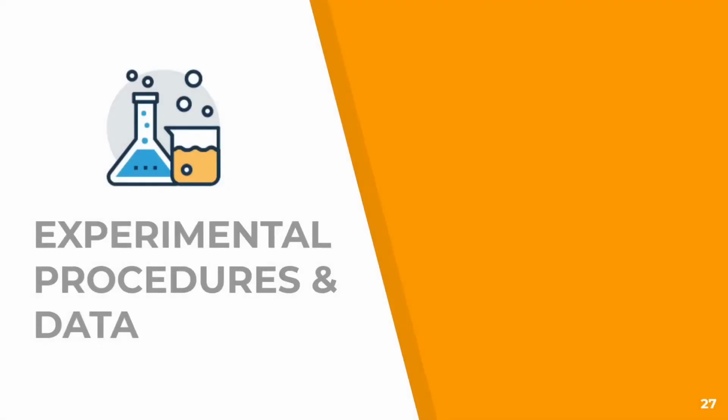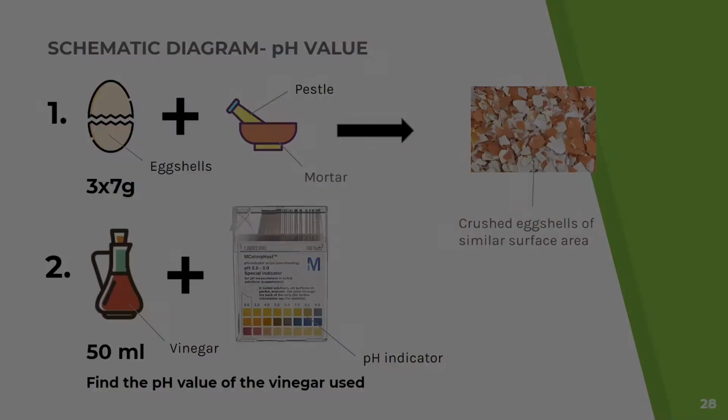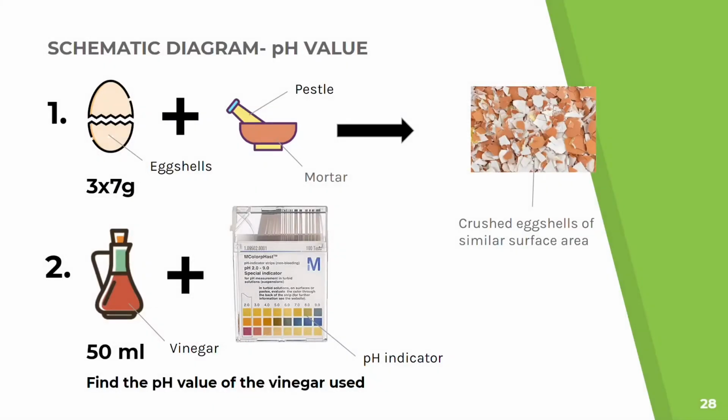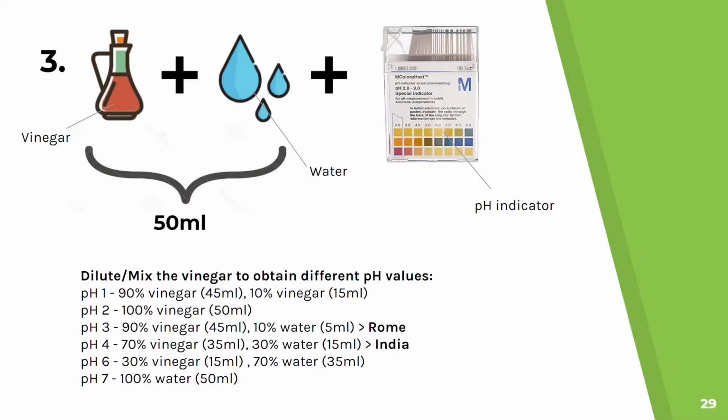Now I will move on to the experimental procedures and data. First, I crushed 3 eggshells that are 7 grams each until they are of similar surface area. Next, I measured the pH value of the vinegar I used, which has a pH value of 2. Next, I diluted and mixed the vinegar to obtain different pH values.